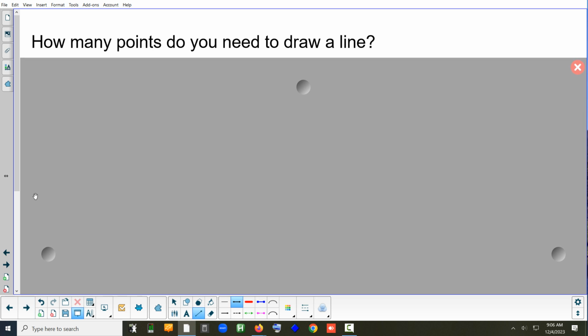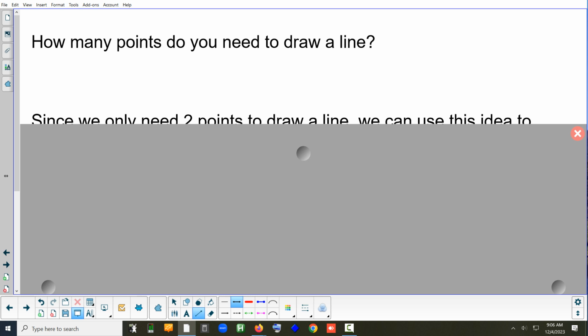Actually, I just asked you guys that question already. When you're drawing a line, how many points do you need? 2. Right, you need 2. And that's exactly the same in Edge Elastic. If you want to draw a line, you've got to click in 2 spots, and then it'll connect your dots. So we need 2 points.